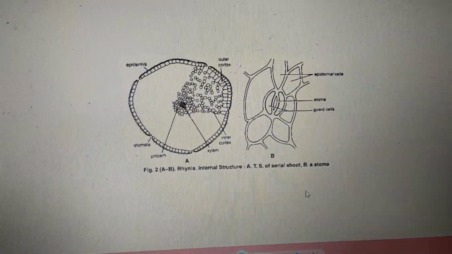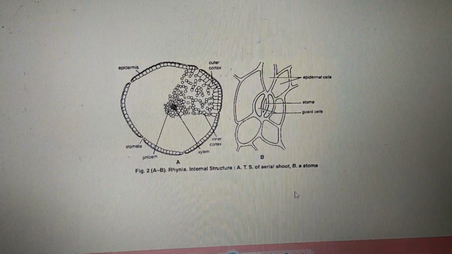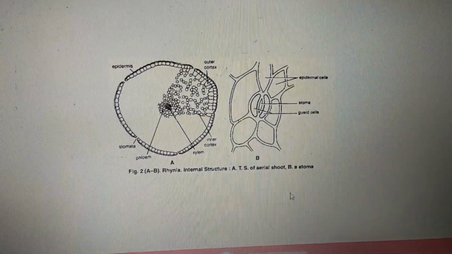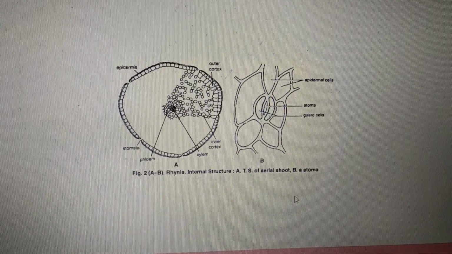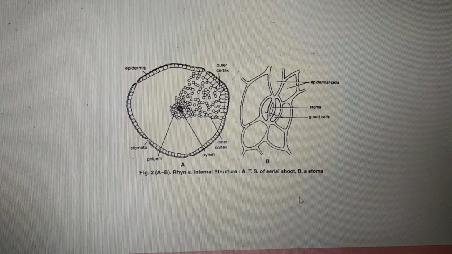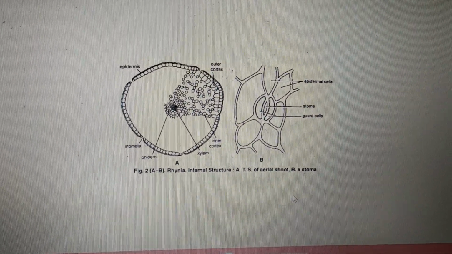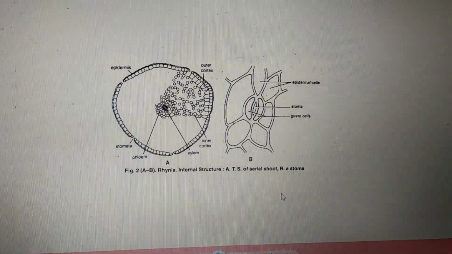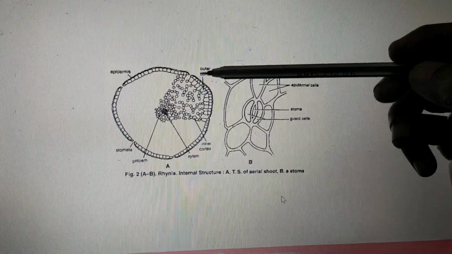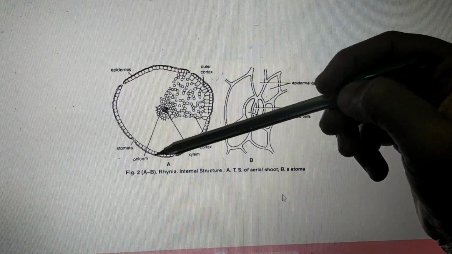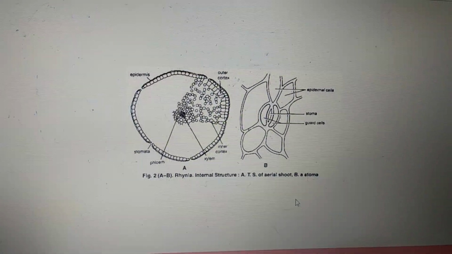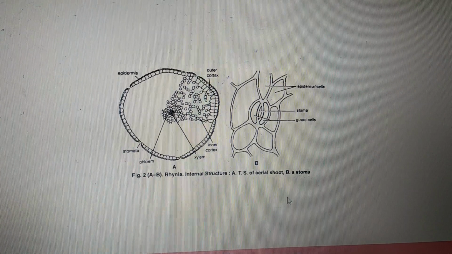Here we will be discussing the internal structures of the rhizome, that is, the anatomical features. The internal structure of the aerial stem as well as the rhizome was very similar and simple. The outermost single layer of the aerial stem and rhizome was well defined as the epidermis. So we can make out the epidermis here. This is the transverse section of the shoot of Rhynia.